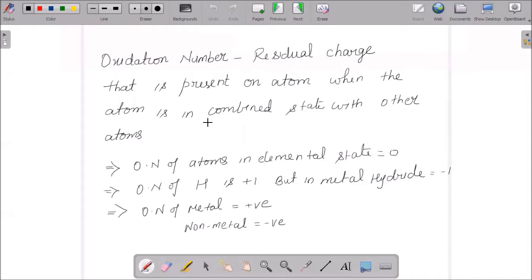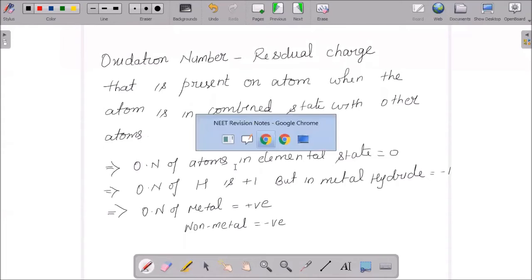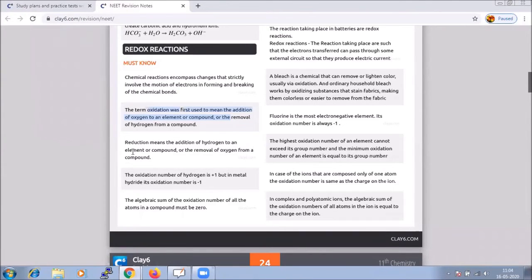And the next important concept is to learn about oxidation number. It is the residual charge present on an atom when the atom is in combined state with other atoms. Basically there are certain rules which we are supposed to know, for how the oxidation number can be calculated. So before we calculate the oxidation number, it is very important to know the rules.